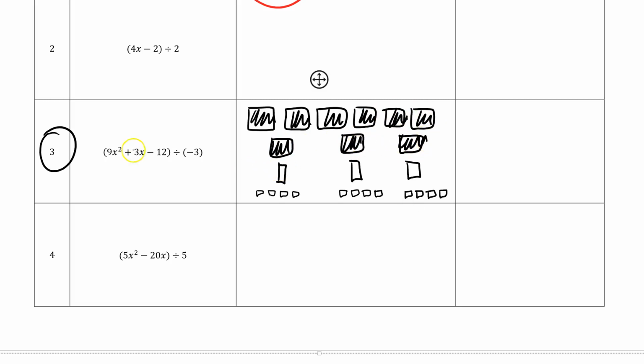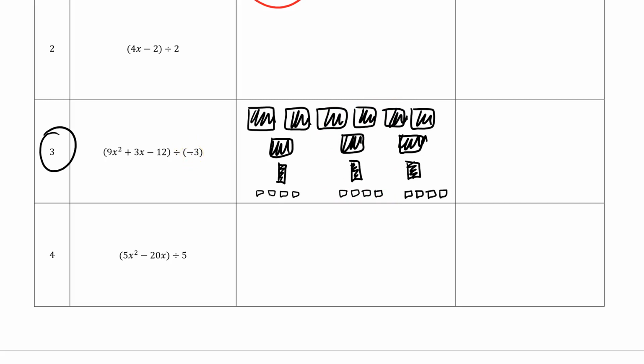The x's should also be colored in because they're positive. 1, 2, 3. Okay, so I've drawn all of the algebra tiles that I need, but I need to divide it into -3. Now, if I were to just divide it into 3 right now, I have grouped them into 3 groups, so we can see that. But the main question here is what happens with that negative?